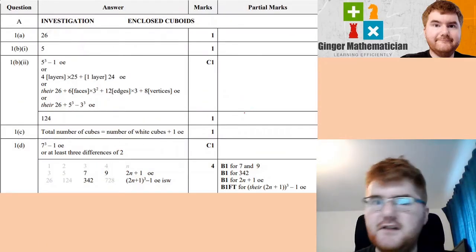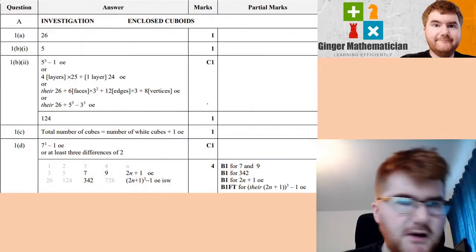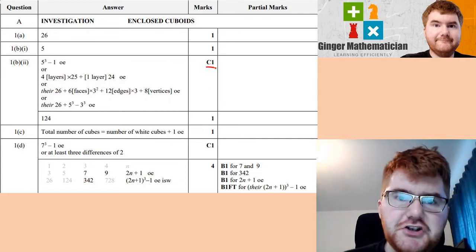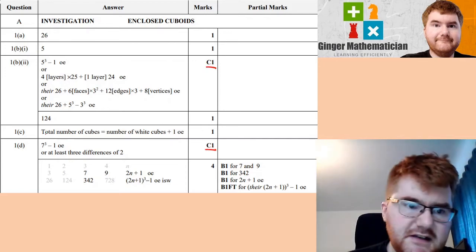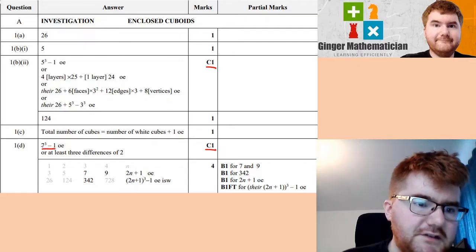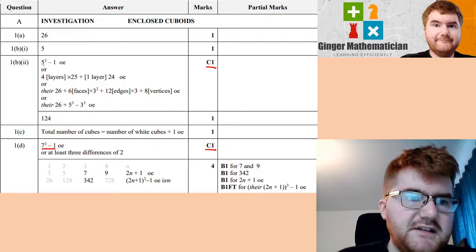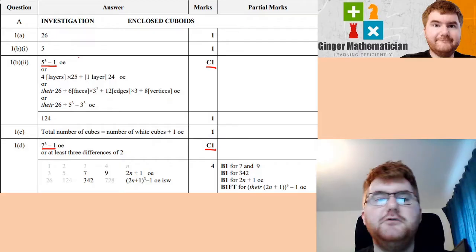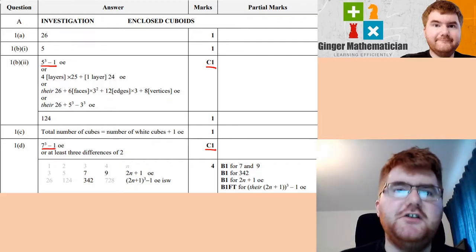Okay, so you can quickly check your answers. So this is the official Cambridge mark scheme, and you can see where you get the communication marks. So be aware of this on paper 6 by writing something equivalent to 7 cubed minus 1, or in this stage, 5 cubed minus 1. And you'll notice I did this in both stages of the question.